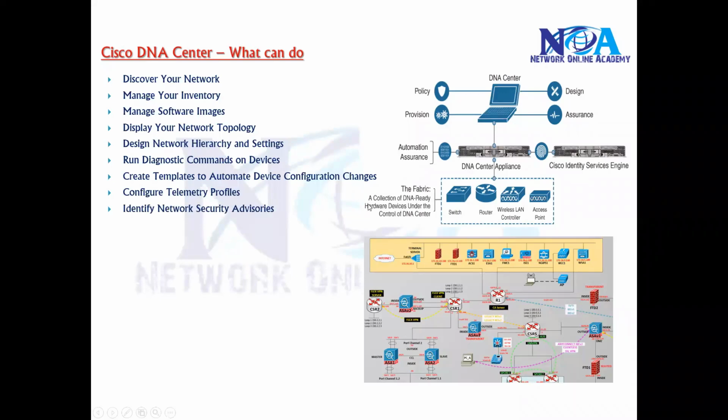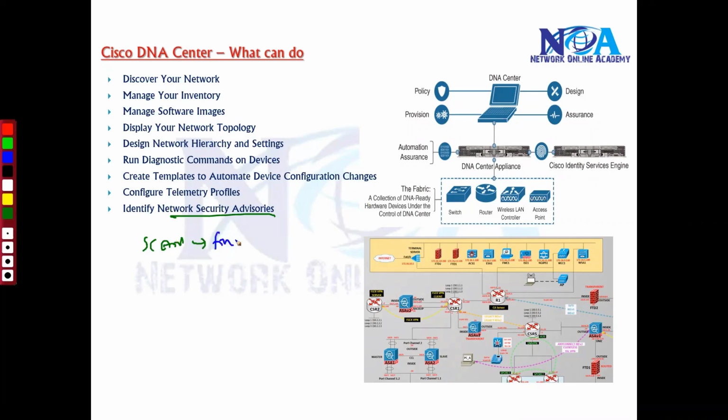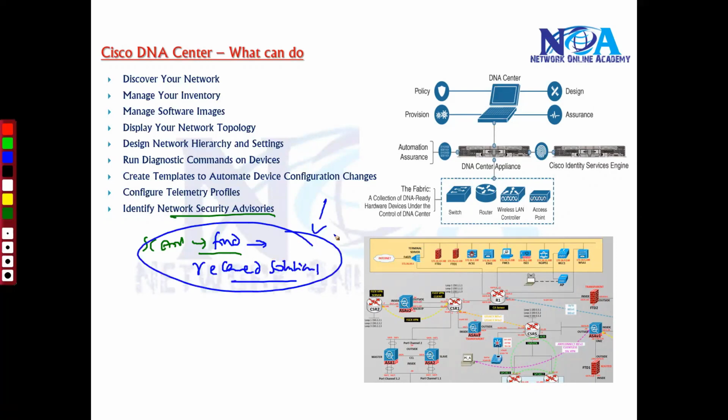Now, the other thing we can do with the Cisco DNA Center is identifying the network security advisories. Now, there is a specific tool called the network security advisory tool. This is going to scan the inventories, all the devices in the inventory list within the DNA Center, and then it is going to find the devices with vulnerabilities. And then once it finds the vulnerabilities, it is going to provide you some kind of recommended solutions to fix them. So this is detecting the vulnerabilities inside the devices and providing some possible advisory options to fix them.